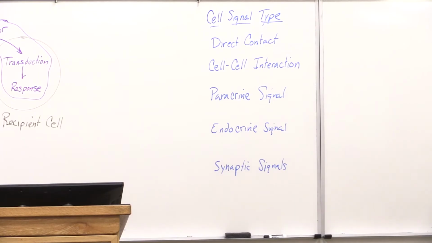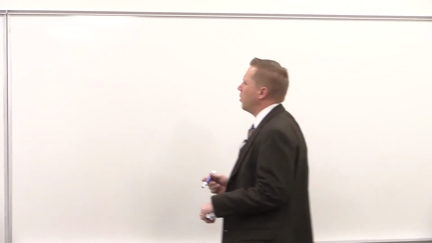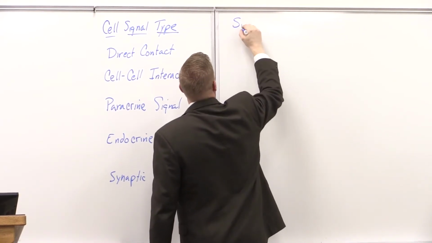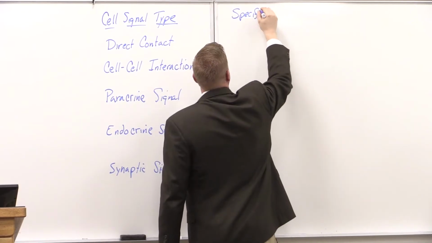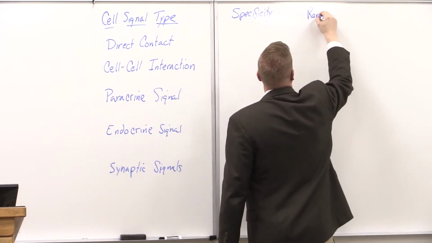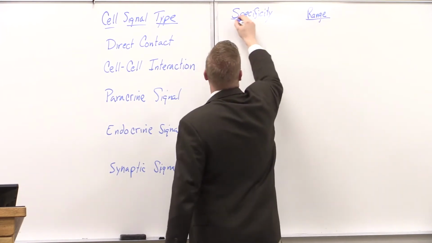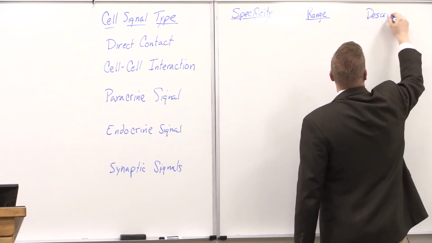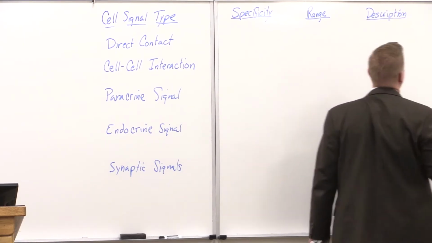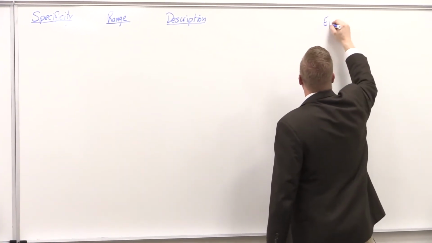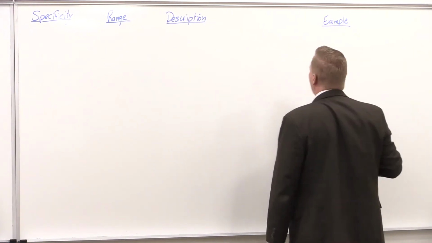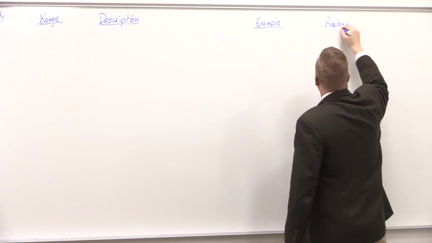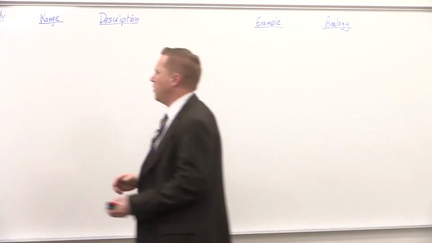So as we talk about these different types of signals, some of the categories or characteristics that we want to look at are the specificity of the signal, the range or the distance of the signal. We'll try and describe a little bit about what happens, give you any special keywords, and then maybe an example of where that might take place inside the body. And then we'll give maybe some kind of analogy to human communication and how that works.